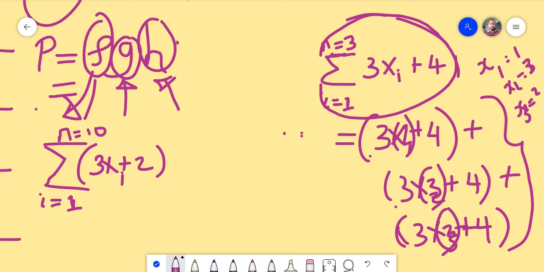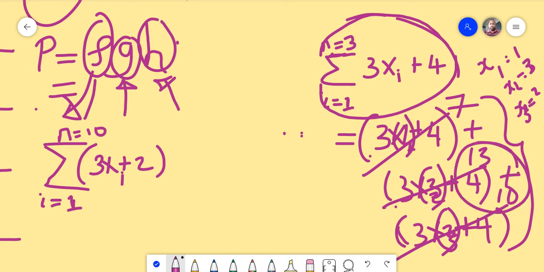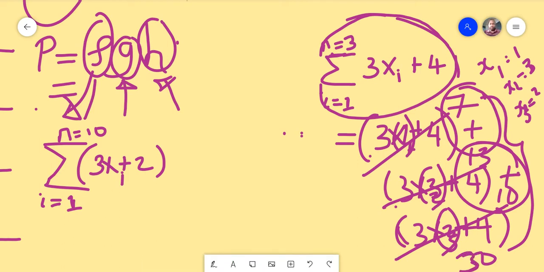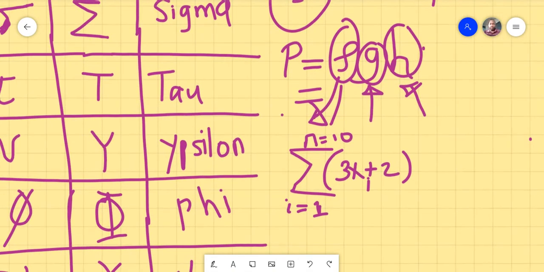Now 3 times 1 plus 4, so this will give you 7. Then 3 times 3, I mean 9, plus 4, this gives you 13. And then x3, you're saying, is 2, so it will be 6 plus 4, this will be 10. So 10 plus 13 is 23, and 23 plus 7 is 30. So you see, basically this means summation. It's a summation sign.